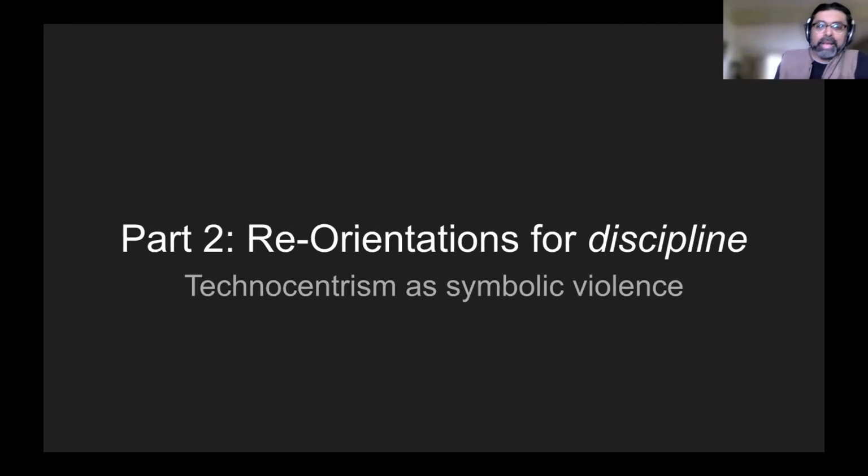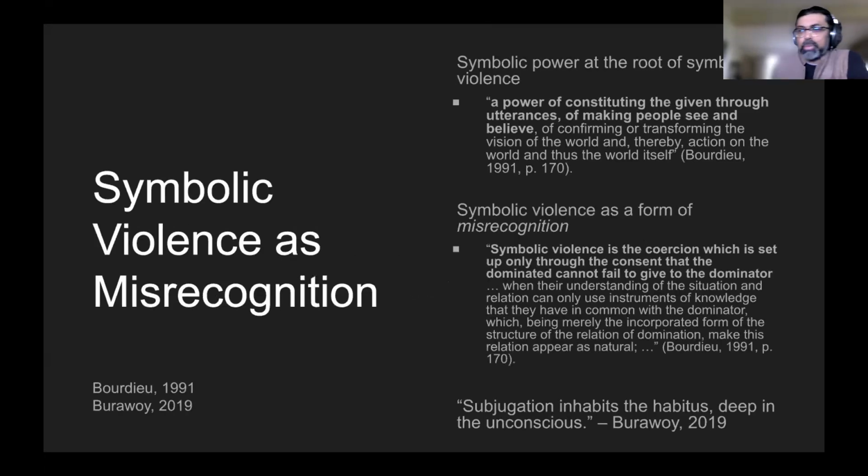Okay, all right. So the second part is a more heavy part, and this is where I'm going to talk about symbolic violence. Symbolic violence is basically, I borrow this from the work of Pierre Bourdieu and Michael Borovoy, and it's the power of constituting utterances. Who gets to decide the form of language, the form of the set of expectations, and then what happens once those expectations are sort of normalized?